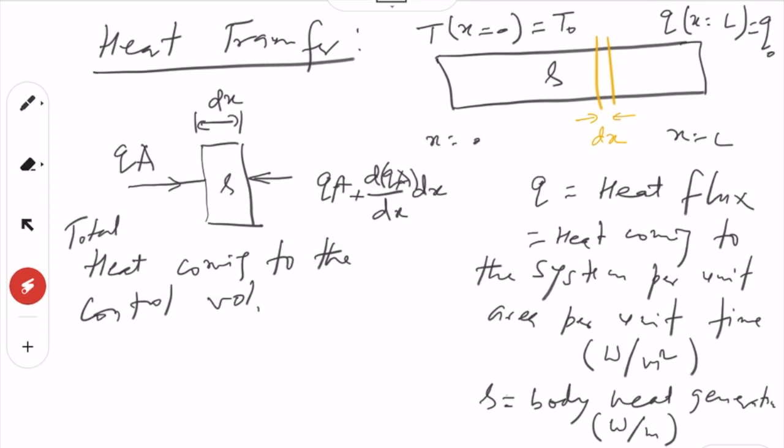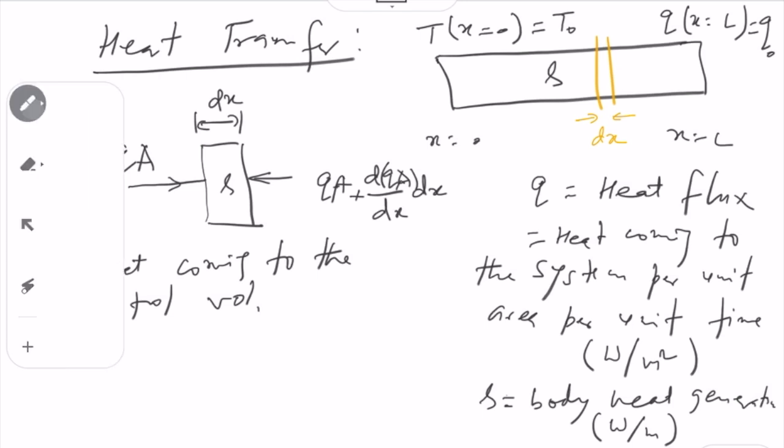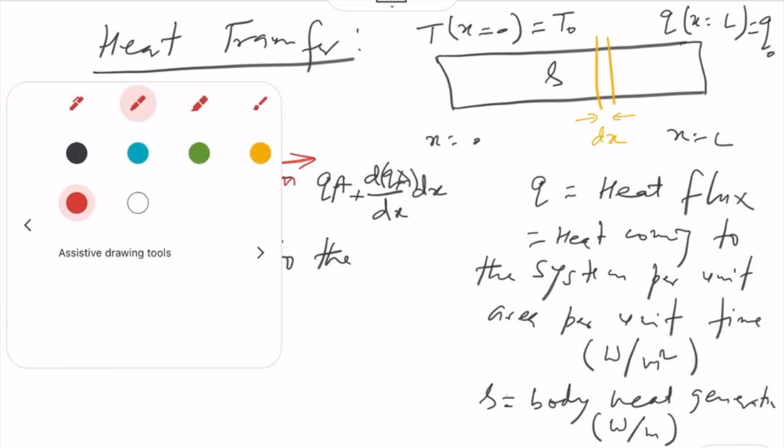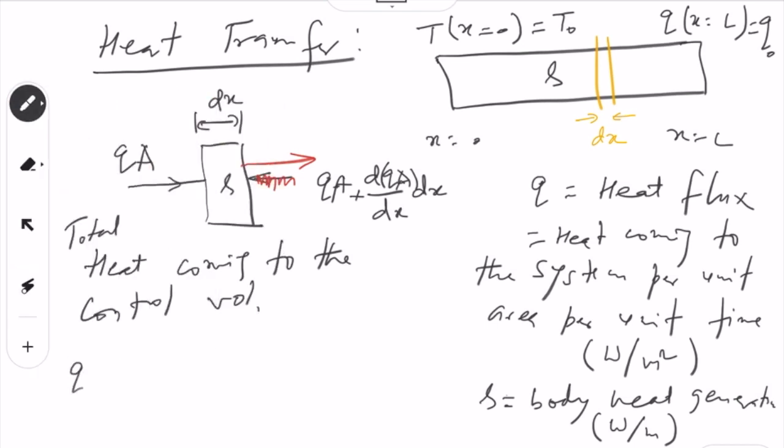We have to change the direction of this arrow. This arrow will not be like that; it will go outside like this. Why? Because Q depends on the temperature here and the temperature here. And Q is defined as Q equals minus K dT over dx, where K is thermal conductivity.